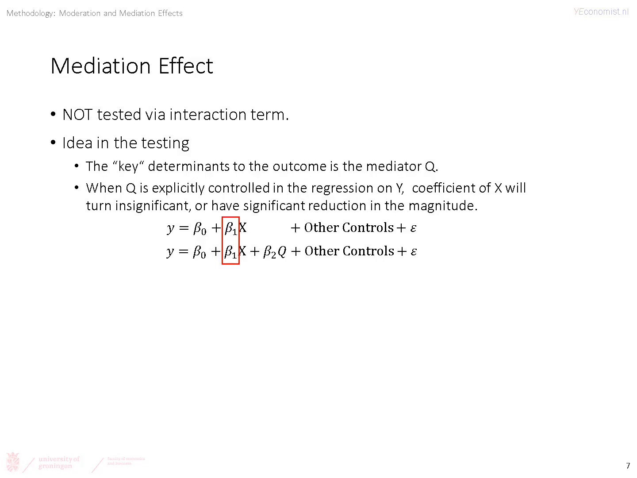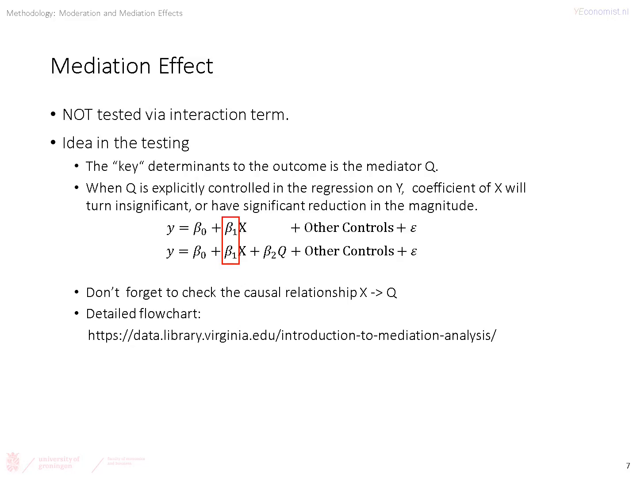But of course, before making a final conclusion, you should also check whether you can establish a causal relationship between x and the mediator q. So here you see a website, and it has a very good explanation on the steps that you can follow in testing the mediation effect.